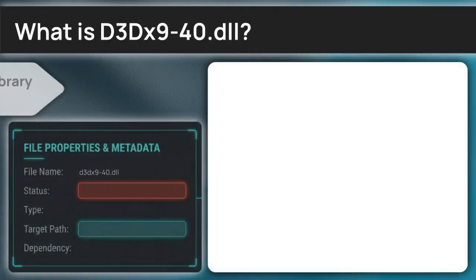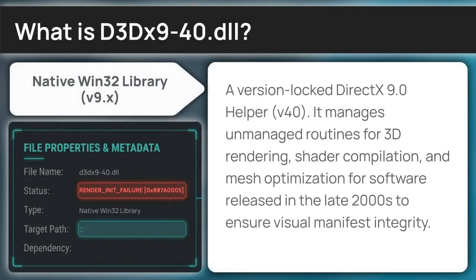This is the d3dx940, a version-locked DirectX 9.0 helper, v40. It manages unmanaged routines for 3D rendering, shader compilation, and mesh optimization for software released in the late 2000s to ensure visual manifest integrity. Now let's dive into the solution, starting with a standard reinstallation.